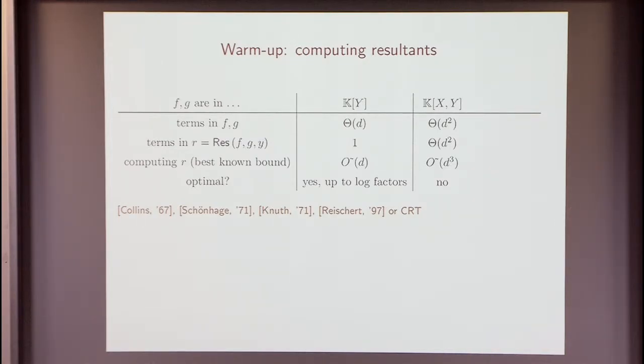The best that's known, you can use an algorithm due to Reischert that will do that, or you can use the Chinese remainder theorem to go back to the univariate case if your field allows it, is d cube. And why is that? Well, it's about d squared times the amount of work you had there. So that was optimal because you were input bound. Now it's not optimal anymore. And that's really annoying.